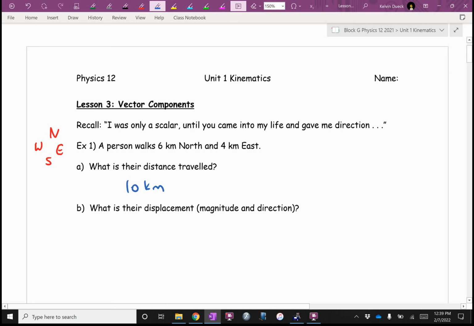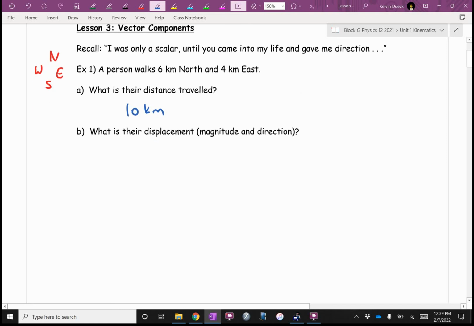More interestingly now, what's their displacement, magnitude, and direction? How are we going to do that? I'm going to write it in the same order they gave me. So 6 kilometers north plus 4 kilometers east. Amrit, how should I draw these if I want to add them together? You don't say. Oh, you're so clever now that you're paying attention.